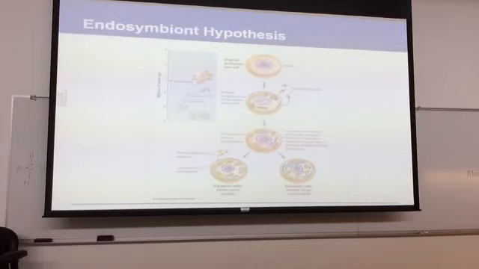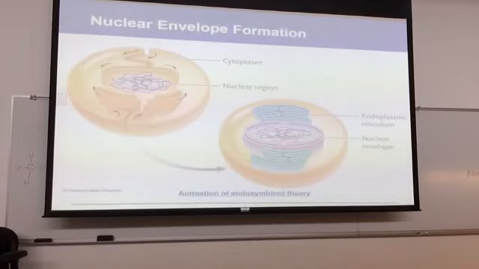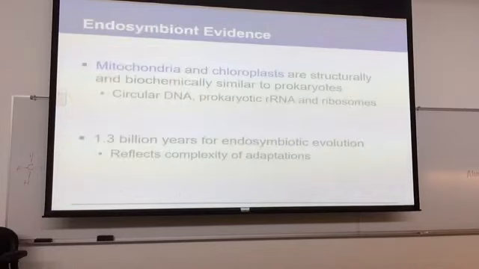Questions so far? Okay, so this is showing you the invagination patterns, or the endocytosis, or the infolding of the plasma membrane, so how that endomembrane system was formed. Again, we have quite a bit of evidence that backs up that mitochondria and chloroplasts were once prokaryotes that were brought into these symbiotic relationships. Okay.